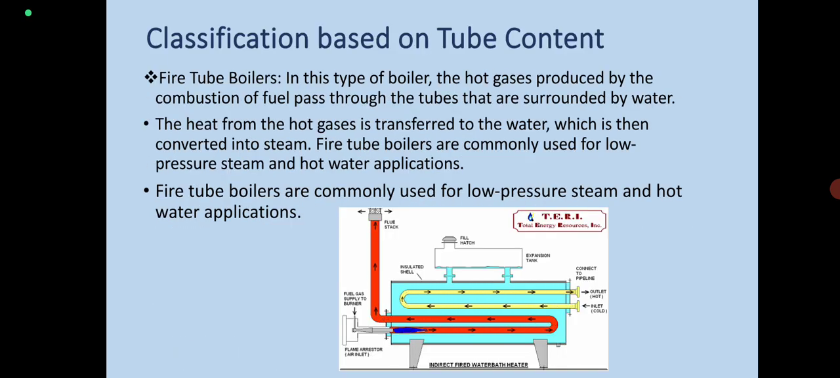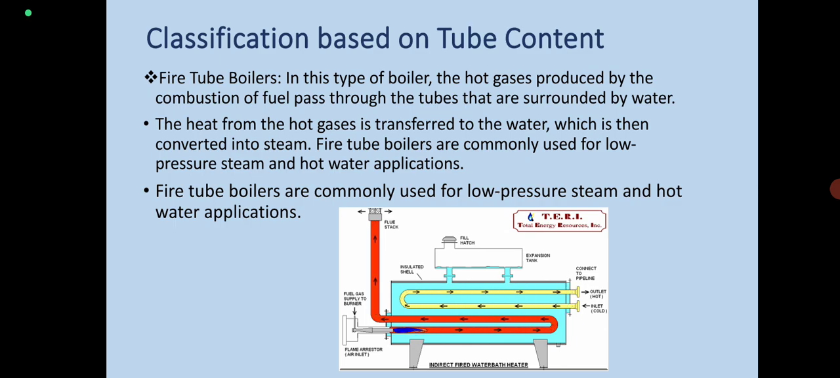Next, classification based on tube content. Fire tube boilers. In this type of boiler, the hot gases produced by the combustion of fuel pass through the tubes that are surrounded by water. The heat from the hot gases is transferred to the water, which is then converted into steam. Fire tube boilers are commonly used for low pressure steam and hot water applications.